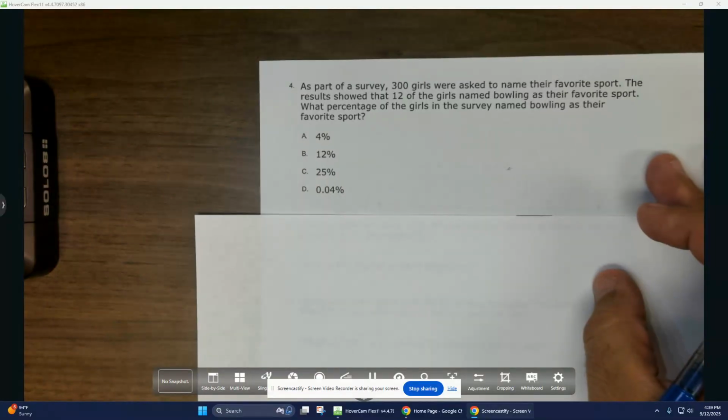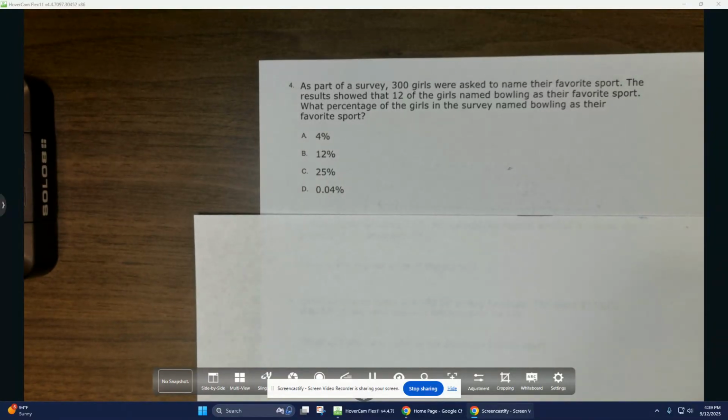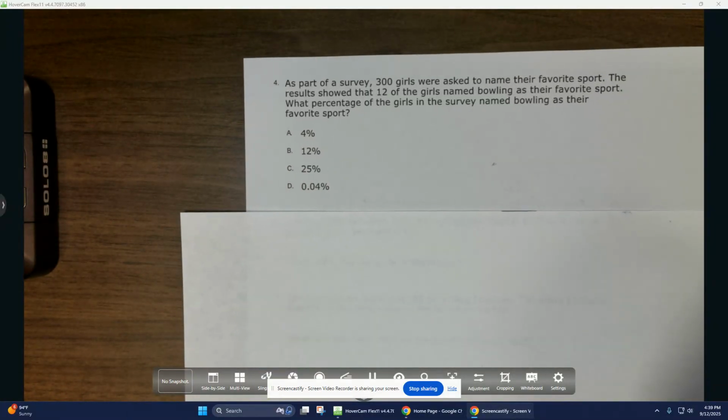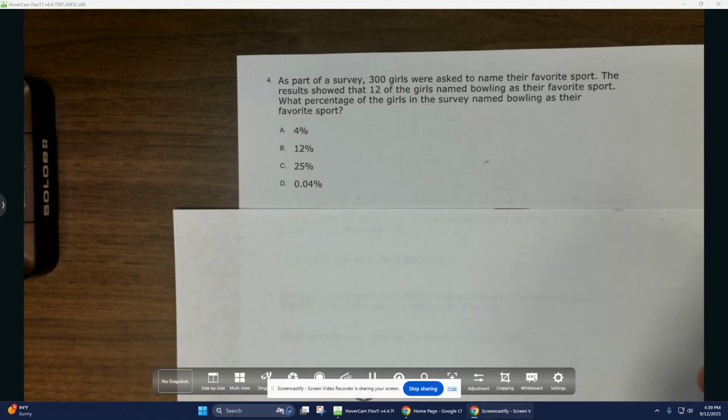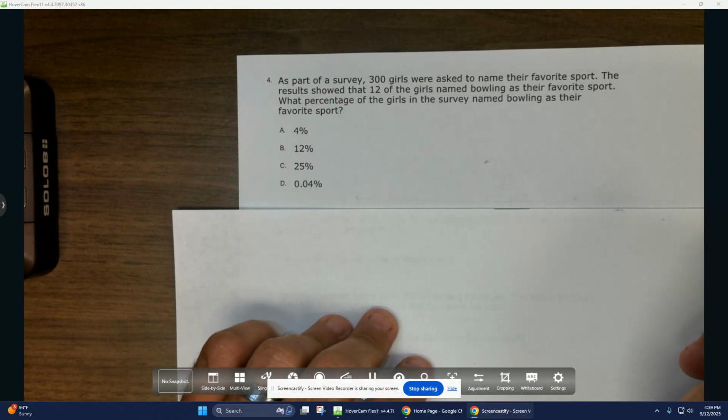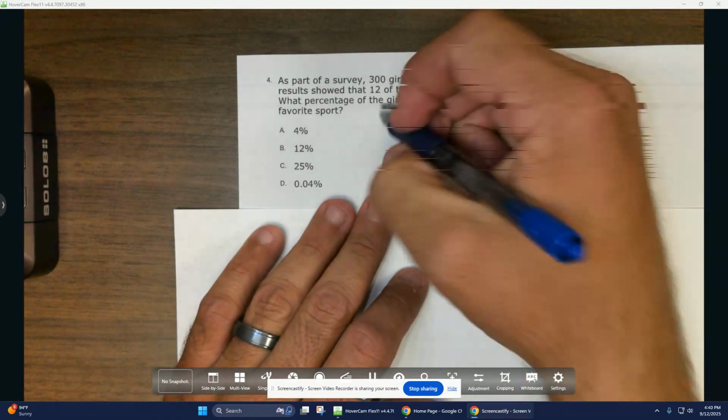Number 4. As part of a survey, 300 girls were asked to name their favorite sport. The results showed that 12 of the girls named bowling as their favorite sport. What percent of the girls in the survey named bowling as their favorite sport?